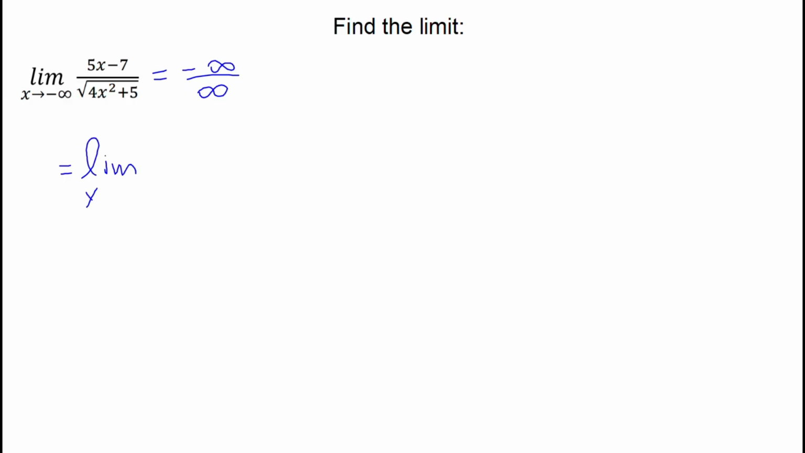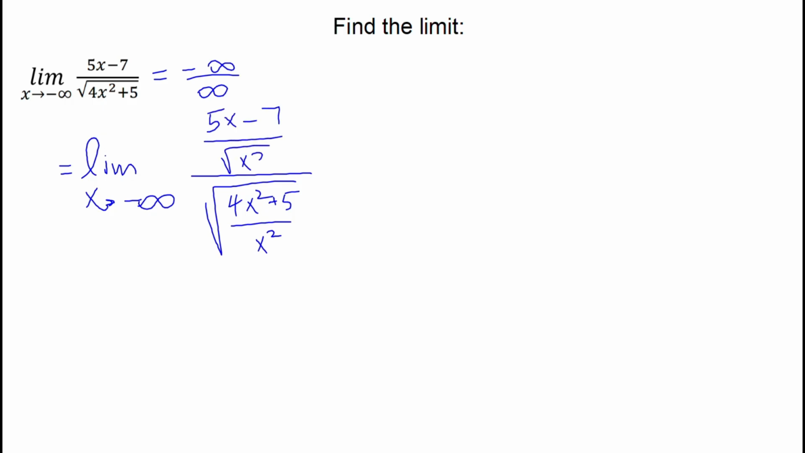And so when I do that, in the denominator I'm going to have the square root of 4x squared plus 5, all divided by x squared inside the square root. So that's dividing by the square root of x squared. But I'll do the same in the numerator: 5x minus 7 over the square root of x squared. But I can't really do that.